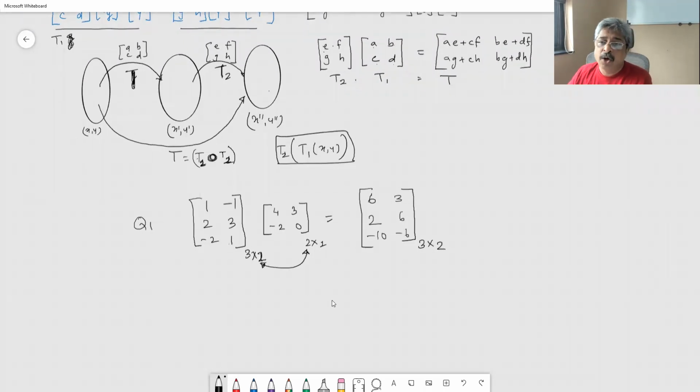Multiplication of two matrices is possible even if they are not square. The only thing is that they need to be comfortable with each other. That means the number of columns of the first matrix and the number of rows of the second matrix must be equal, and the new matrix on the RHS that you will get will have rows equal to the first matrix and columns equal to the second matrix. That is the dimension of the RHS matrix.